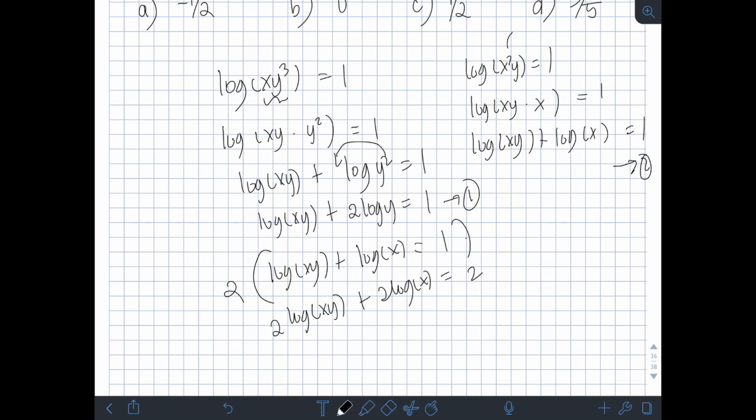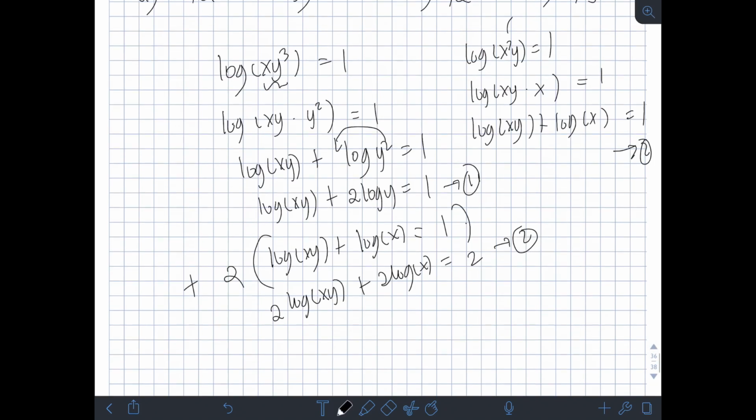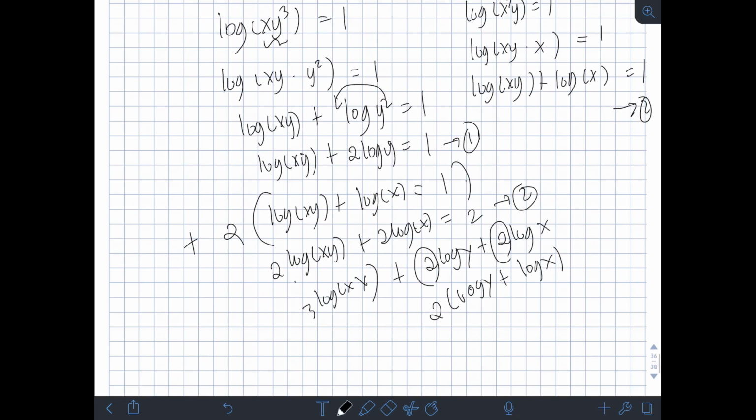Ba't ko minultiply sa 2? Kasi kapag inadd natin itong equation 1, tapos ito sa bagong equation 2, magiging ano yan? Log xy plus 2 log xy, 3 log xy. Plus 2 log y plus 2 log x. So, 2 log y plus 2 log x. Pwede natin ma-combine to by factoring out 2. So, 2 times (log y plus log x). So, magiging 2 log xy na siya.